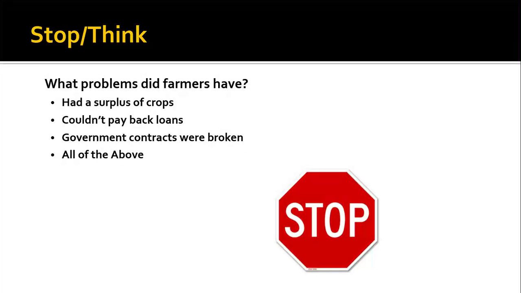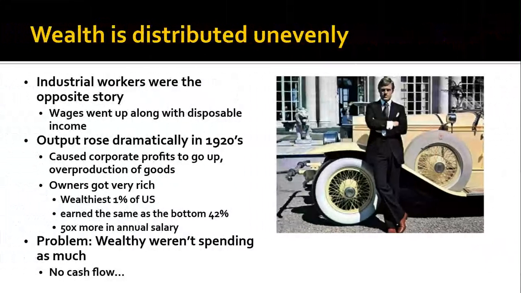Cause number 2, the wealth is unevenly distributed. So, what does that mean? The rich were really rich and the poor were really poor. Industrial workers, as I just said, were making a bunch of stuff left and right. The example I'm going to use is cars. They were making so many cars during this time. Where this is all going to come back to bite us is, again, overproduction, oversupply, if you will.